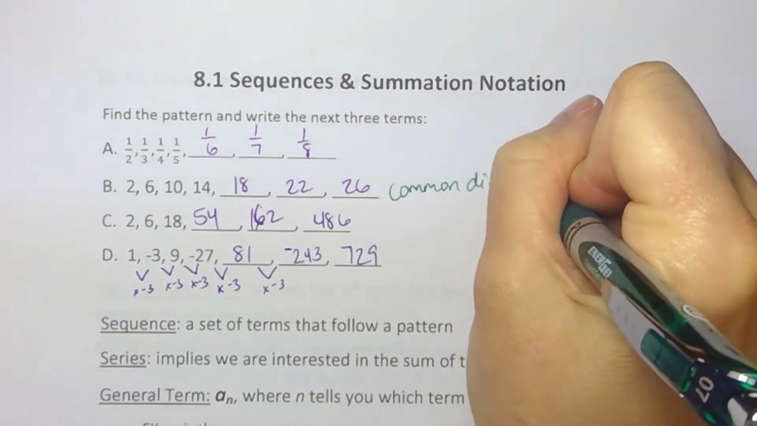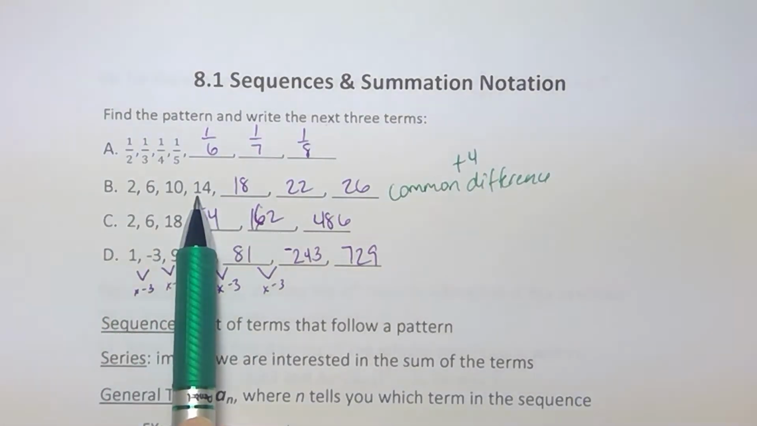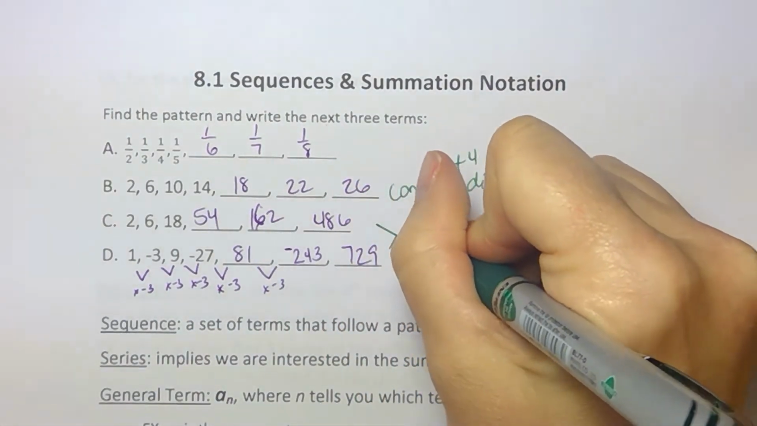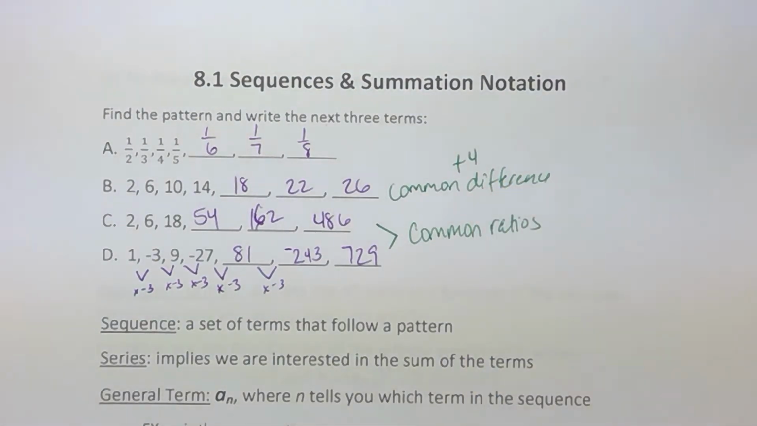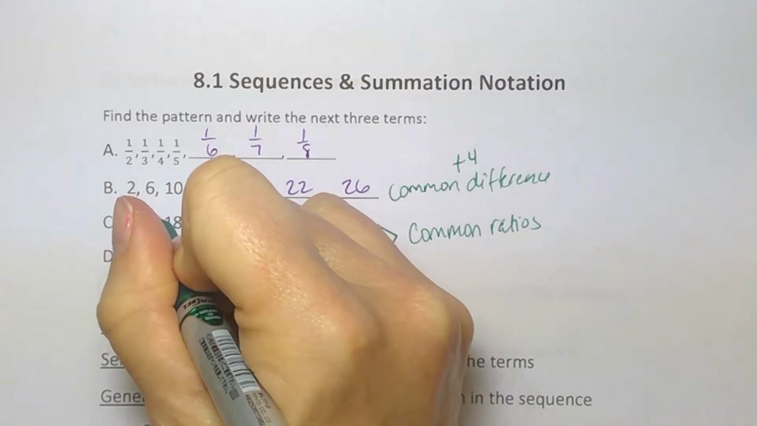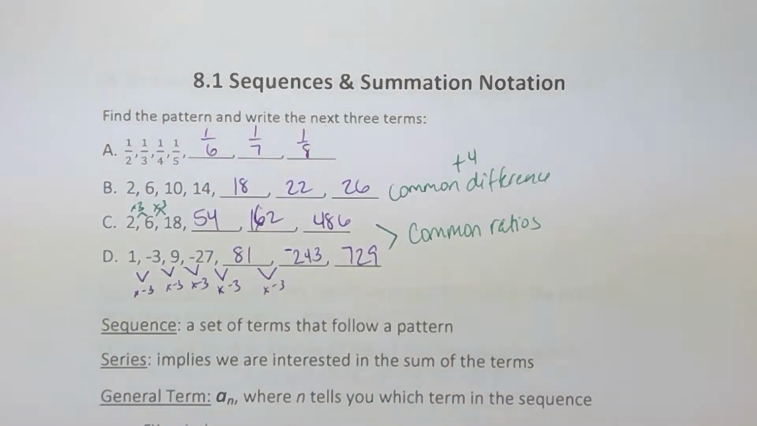And my common difference here is +4. It could have been a negative if it had been decreasing in value, subtracting the same thing each time. And these two have common ratios because I'm multiplying by something to get the next term. On C, I'm multiplying times 3 each time, so my common ratio is +3. On D, my common ratio is -3.